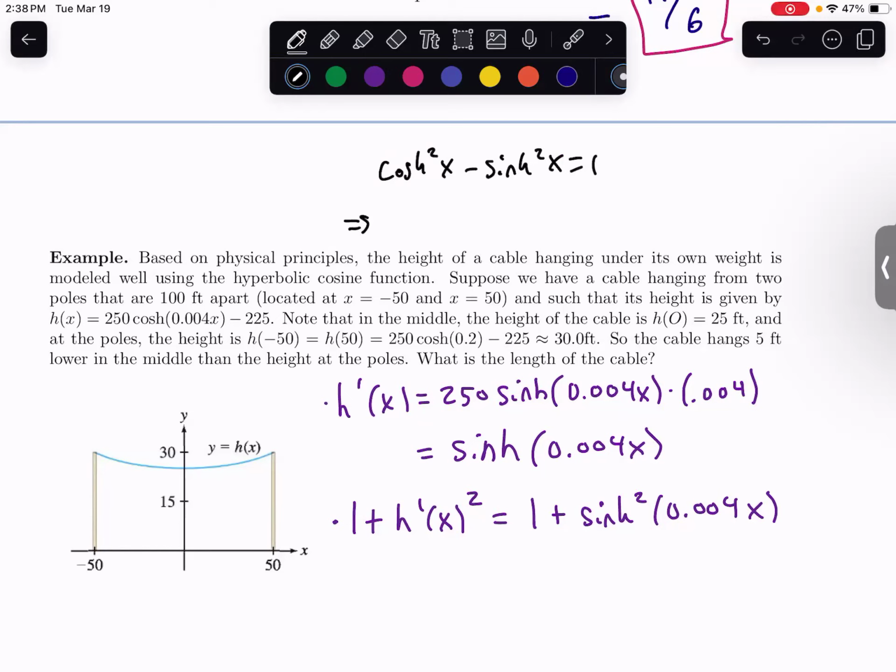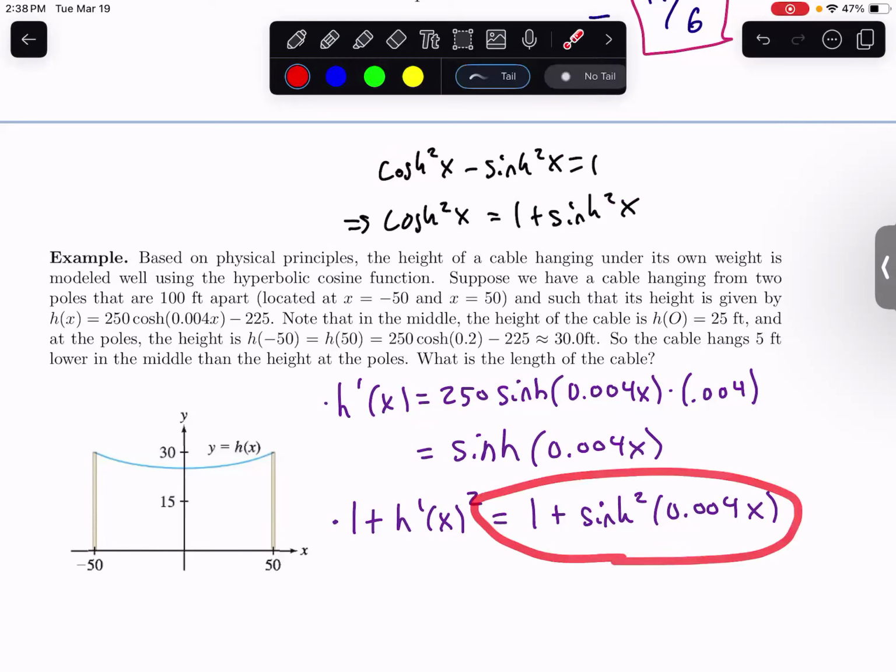And so if you add hyperbolic sine squared to both sides, you get hyperbolic cosine squared of x is equal to 1 plus hyperbolic sine squared of x. And that's kind of what we have here. The only difference is we have this 0.004x. But if you just wrote this as a u instead, this would be equal to hyperbolic cosine squared of u.